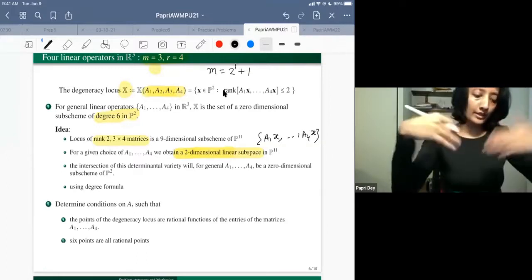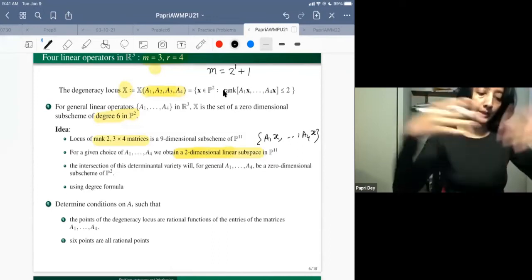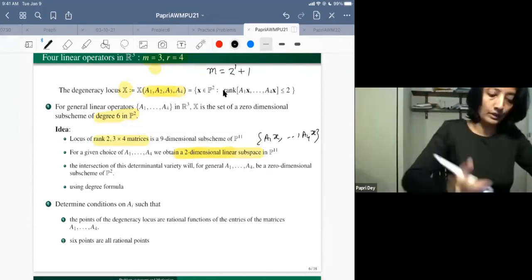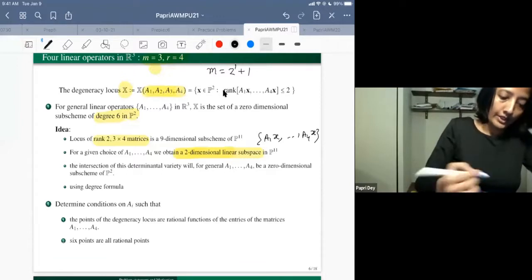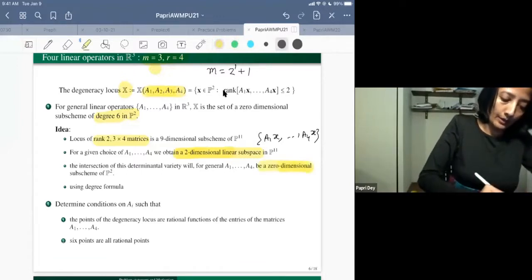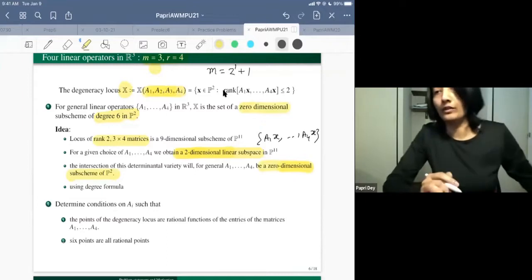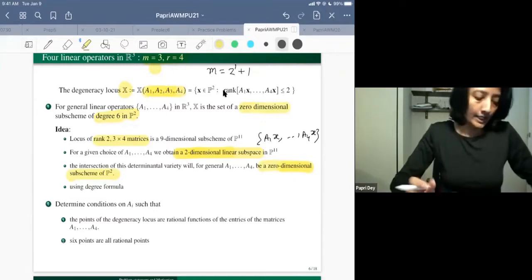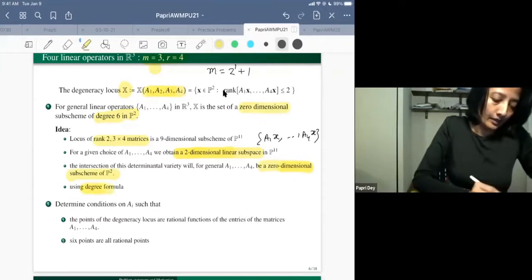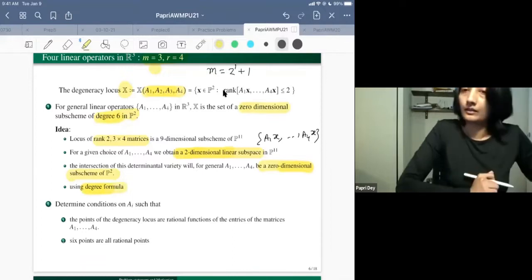Now we intersect this determinantal variety with the 2-dimensional linear subspace. In a generic situation, we'll get a 0-dimensional subscheme. And that's why we are getting a 0-dimensional one. And if we use the degree formula for determinantal varieties, then we can get the degree 6 here.